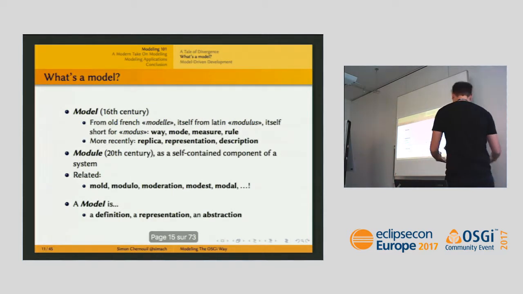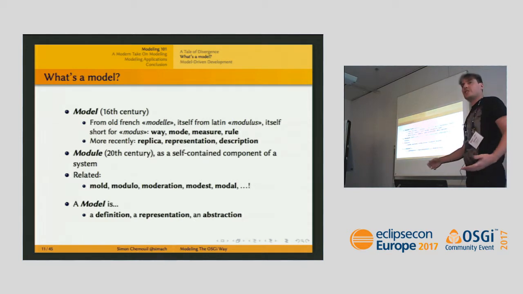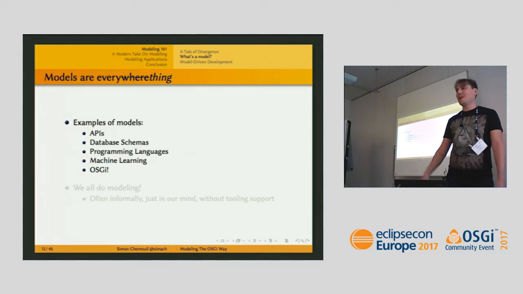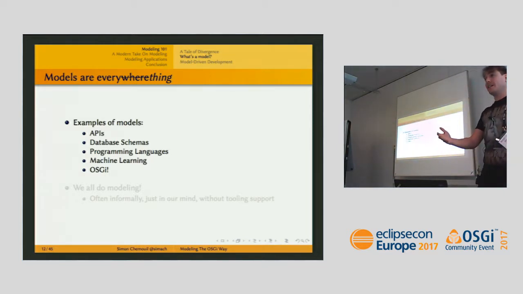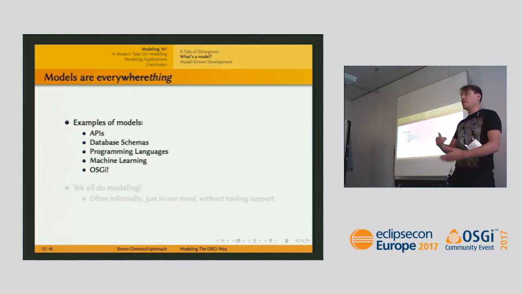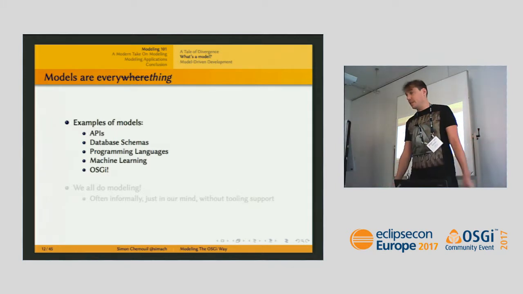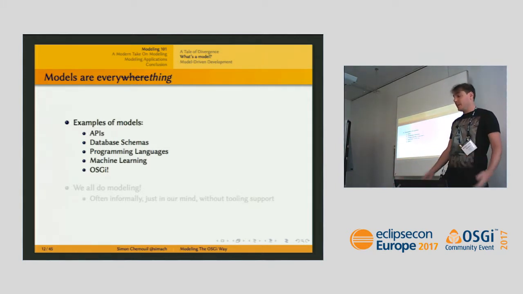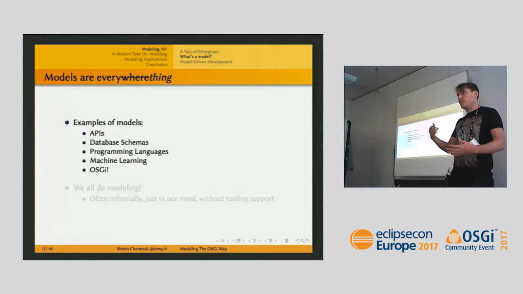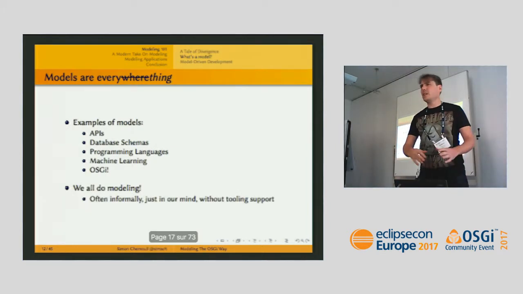But these days we use the word model for a definition, a representation, or an abstraction. So models are actually everywhere, or everything, the way you look at them. If you have APIs, you're modeling something, you're expressing something. The schemas, obviously. The programming languages are a collection of connected models. Like you have the AST, you have your type system, maybe you have your Java memory model. In machine learning, they talk about models, which is how they plug their networks together. OSGi, obviously, is a component, a Java modularity model with a service model, a bunch of models that go together. So basically, we all do modeling all the time.